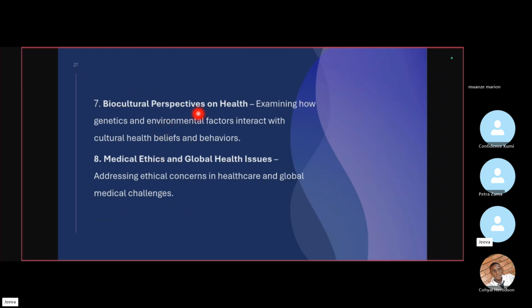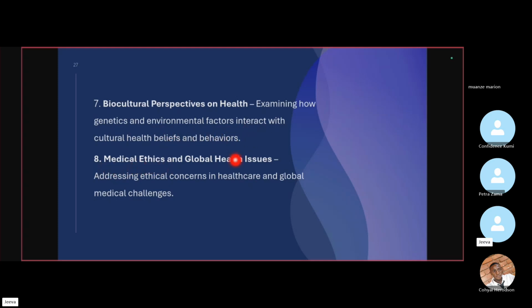Then biocultural perspectives on health. It will examine how the various genetic and environmental factors interact with cultural health beliefs and behavior. That is, there are different genetic issues with different people, and there are different environmental factors like diet or humidity. So many factors will lead to different health problems, and they interact with cultural health beliefs. People have different cultural beliefs, like some will approach the hospital, some will not take medical treatments. So how does that affect people and the healthcare system?